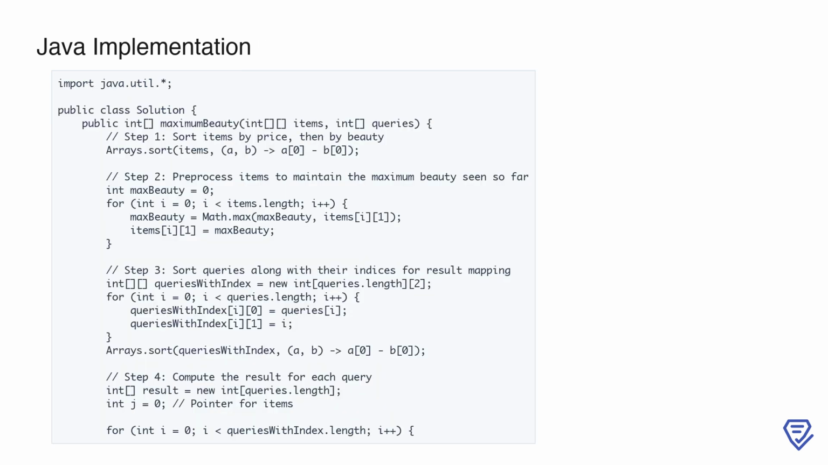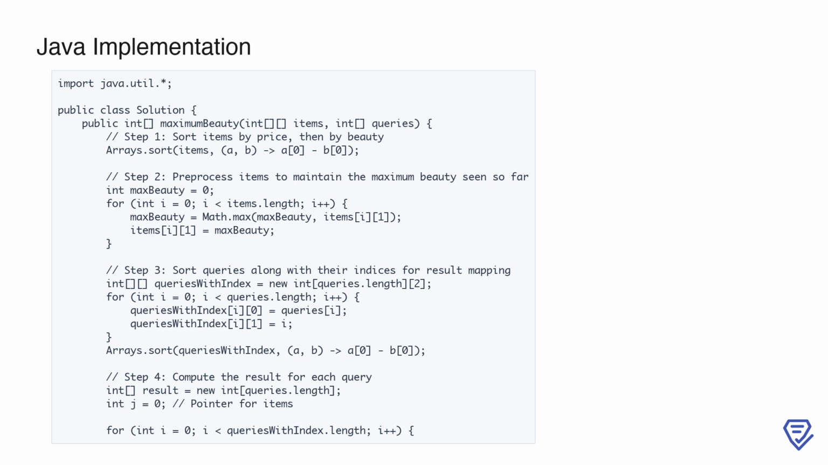Here, we start by importing the necessary libraries and defining our class and method. The goal of this implementation is to determine the maximum beauty of items that can be afforded for each query. The first step is to sort the items array based on their prices. In case two items have the same price, sorting ensures that their ordering remains stable.